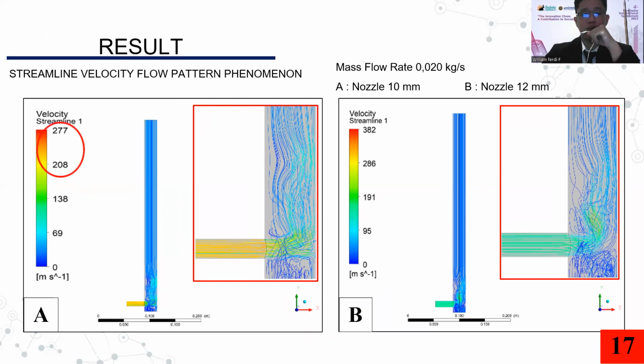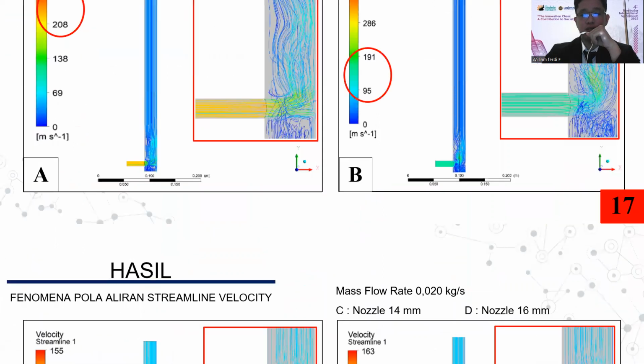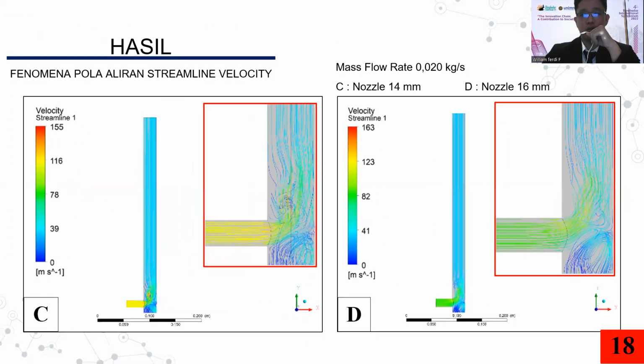a range from 208 until 2077 meters per second. And for the 12 millimeter nozzle, we got a range from 95 until 191 meters per second. And with the same mass flow rate of 0.020 kilogram per second for the 14 millimeter nozzle, we got a range around 116 meters per second. And for the 16 millimeter nozzle, we got a velocity streamline range around 41 until 82 meters per second.